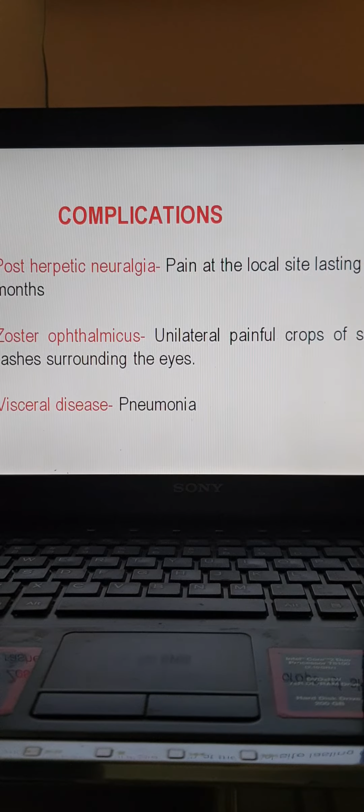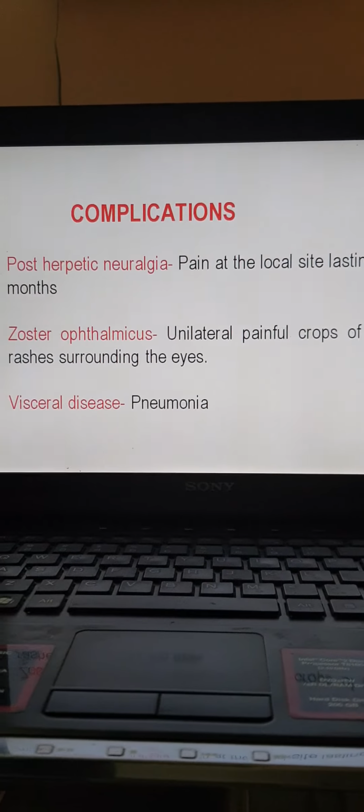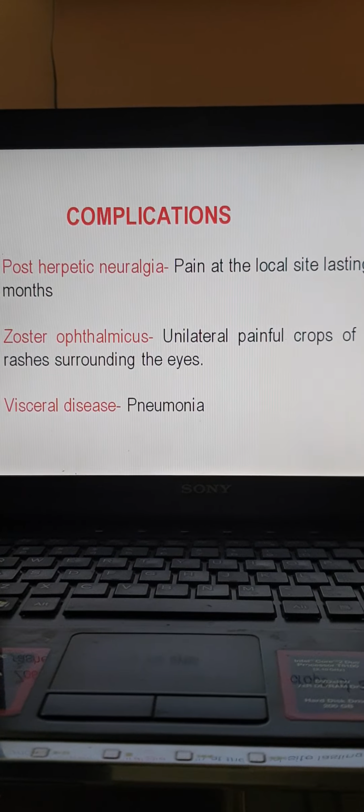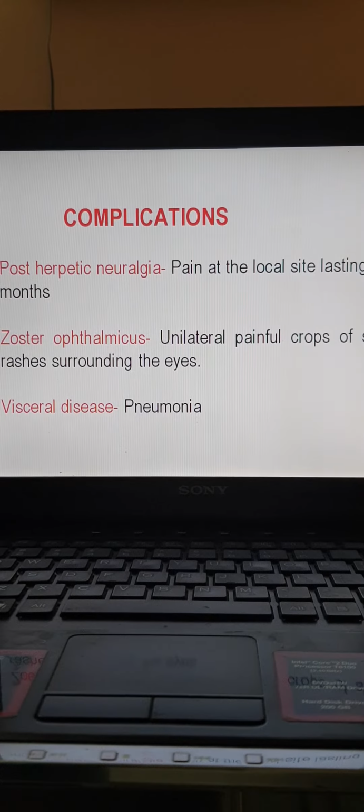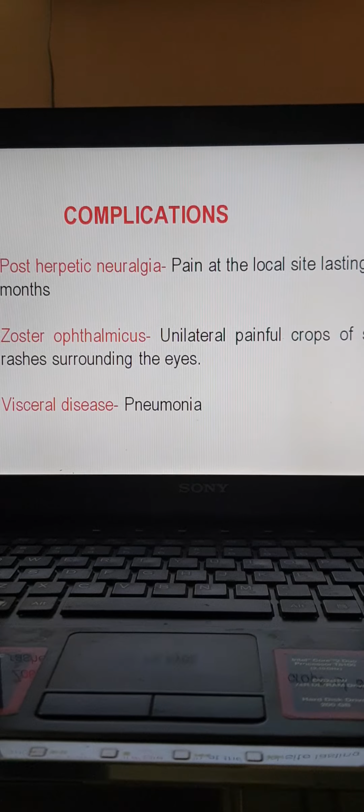Complications: post-herpetic neuralgia is the most common complication. Here you will see there is pain at the local site which lasts for several months. Zoster ophthalmicus: there is a unilateral painful crop of skin rashes surrounding the eye, and it can cause visceral disease like pneumonia.